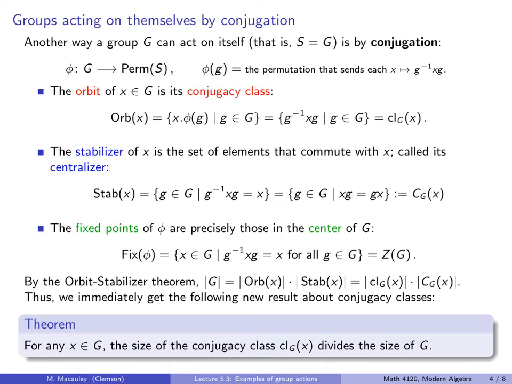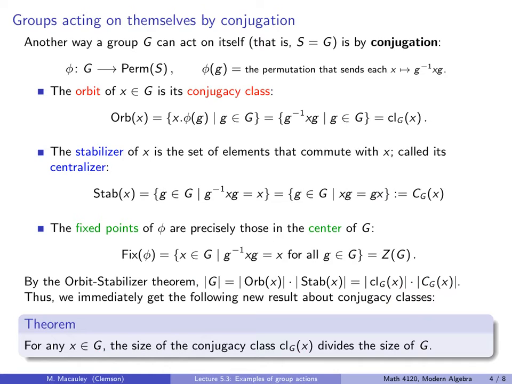It clearly contains the identity element because the identity commutes with x. If g commutes with x, then it's pretty easy to show that g inverse commutes with x. And also if g and h both commute with x, it's easy to see why x commutes with g times h. So this is indeed a subgroup. So by Lagrange's theorem, its order divides the order of G. However, we don't know that a priori for the conjugacy class because that's not a group. It's not a subgroup at all.